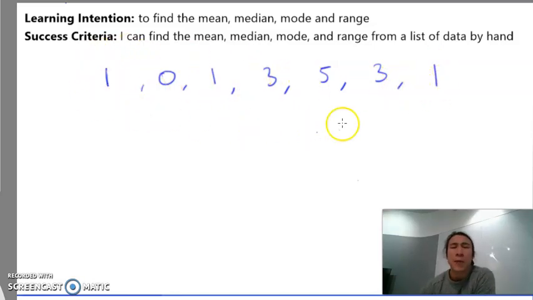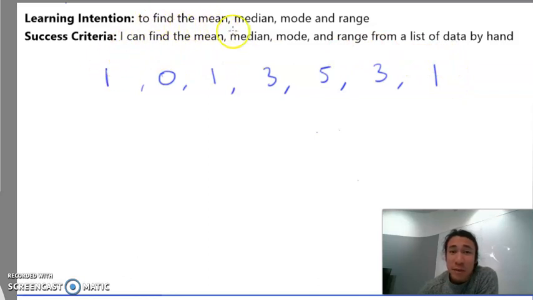And you're trying to tell people about your team, and you say, well, we scored 1 goal, then we scored 0 goals, and then we scored 1, and then we scored 3, and then we scored 5, and then we scored 3, and then we scored 1. If you're trying to tell someone about how many goals your team has scored, that's a really long list of numbers. There's only 7, but it takes a long time if you're trying to tell them anything about it.